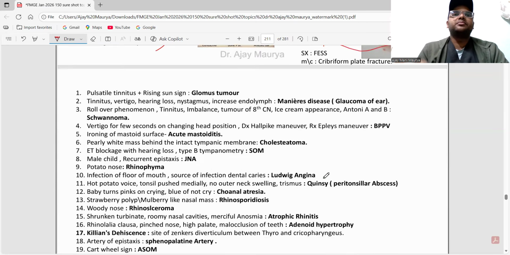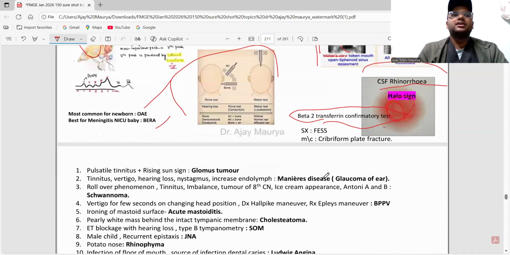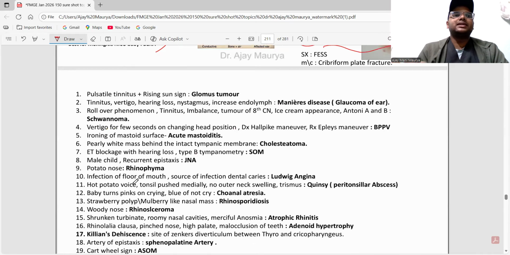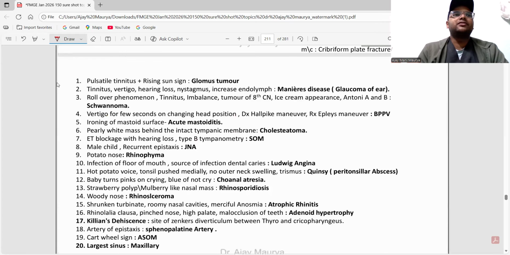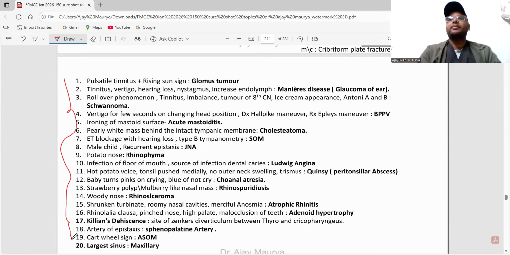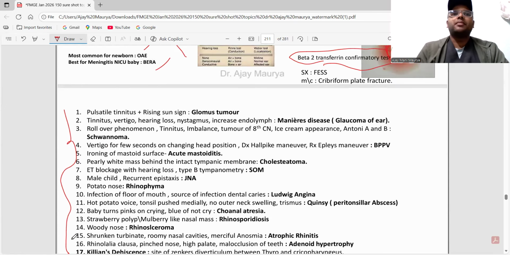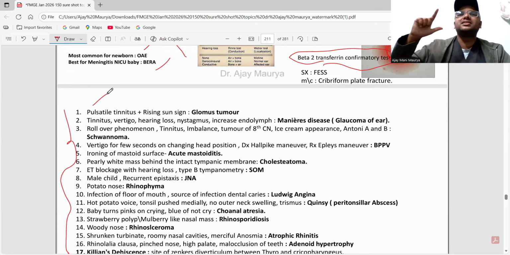Next one, there are some ENT topics. These are just quick reminder topics. Remember, when there is pulsatile tinnitus and the rising sun sign, it's going to be the case of the glomus tumor. Pulsatile tinnitus, okay, revise with me. Pulsatile tinnitus with rising sun sign is seen in the case of the glomus tumor.